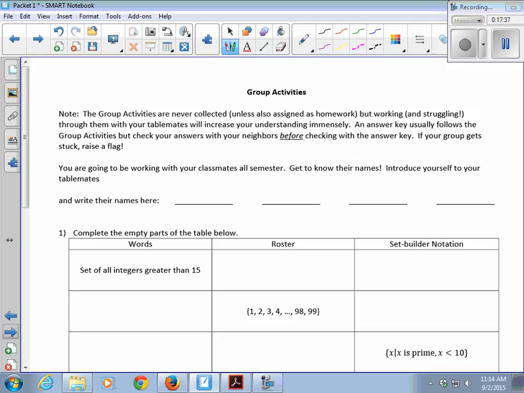And you're going to be working with your classmates all semester. Many of you know each other, but some of you don't. So write down the names of your table mates and memorize them for next class. They'll be very impressed.